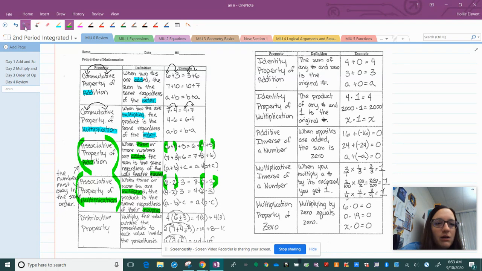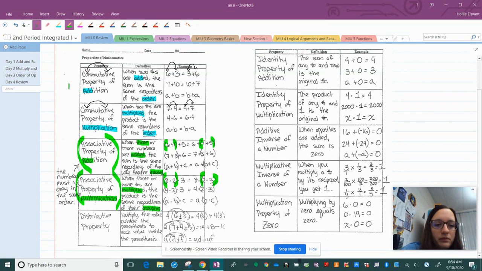All right. Our next one is our distributive property. This is my personal favorite property. So for this one, it's when we have multiplication, that is key, outside the parentheses to each value inside the parentheses. Now inside there can be operations. There can be addition, there can be subtraction.